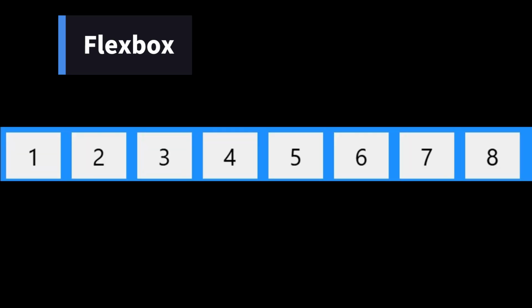Now let's take a look at what is Flexbox. A flexbox is a layout method for arranging items in rows like this or in column like this.